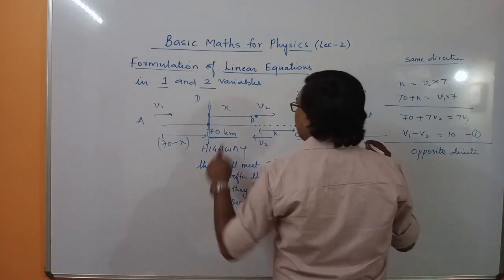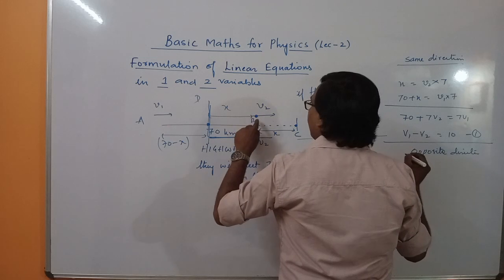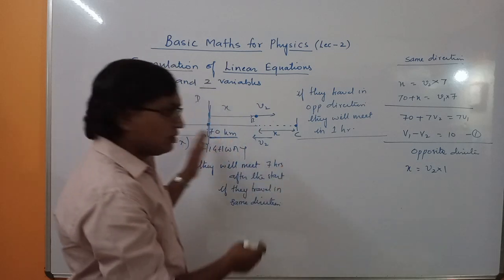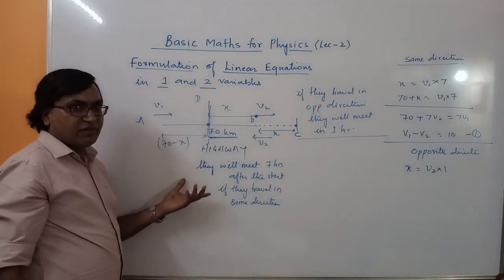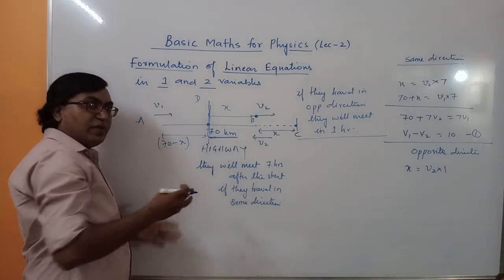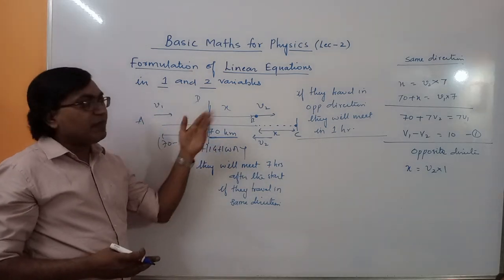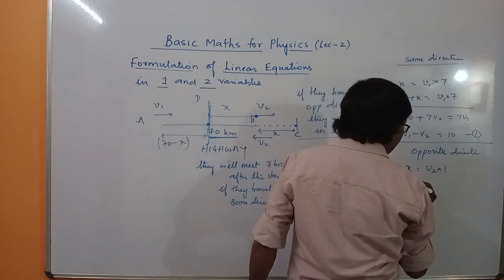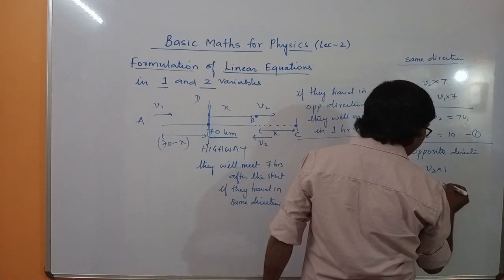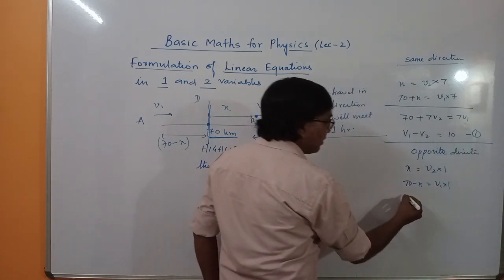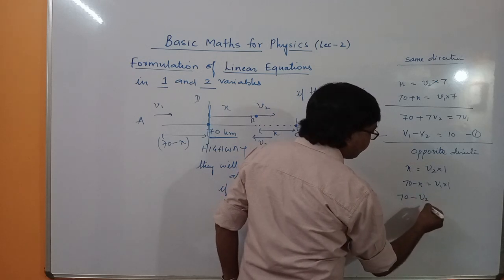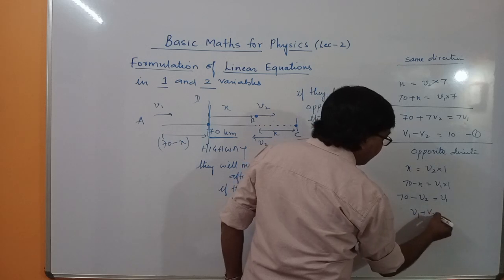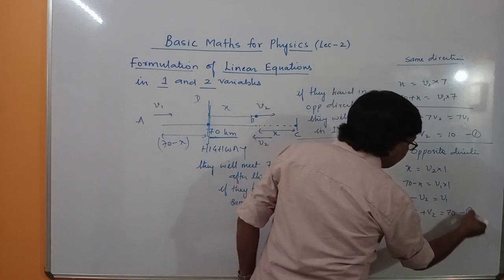So again, distance traveled by this car 2 is V2 into 1. When they are traveling in opposite direction, they are taking 1 hour. So definitely the 70 kilometer distance will be traveled partly by one car and partly by the other car. So this car is traveling a distance of 70 minus x, which is V1 into 1, again 1 hour. So put x here: 70 minus V2 is equal to V1. So this equation will be V1 plus V2 is 70. So this is the second equation.